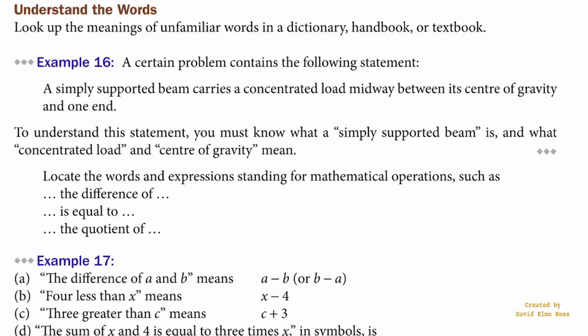Now, one of the key issues in understanding word problems is to understand what it's asking for. So you have to locate the words and expressions that stand for mathematical operations. And we're going to apply this to the magic question we started with. So they're going to have stuff like the difference of, is equal to, the quotient of. When you say the difference of A and B, that means A minus B, or it could mean B minus A. If you say 4 less than, it means X minus 4. If you say 3 greater than C, it means C plus 3.